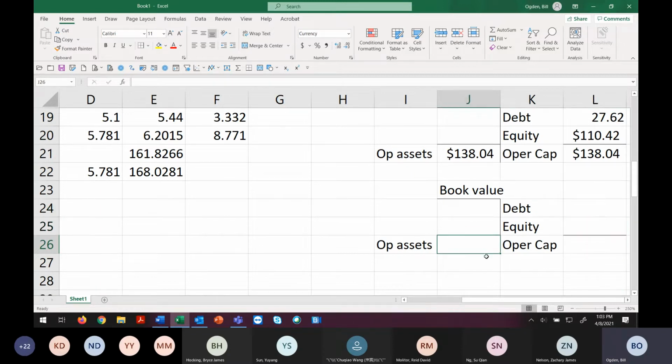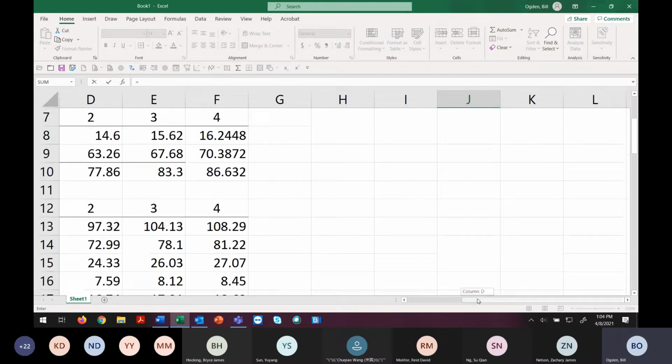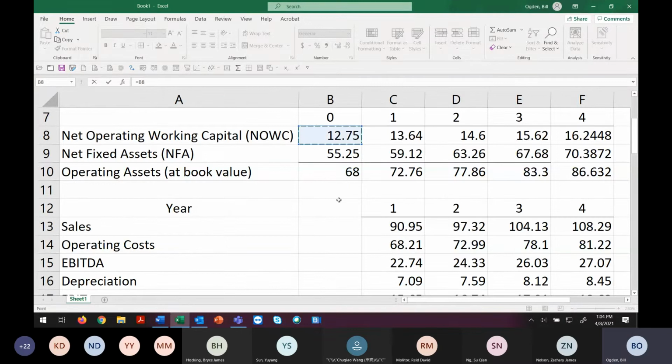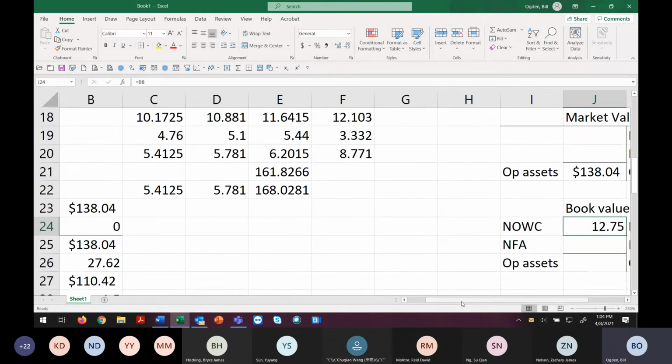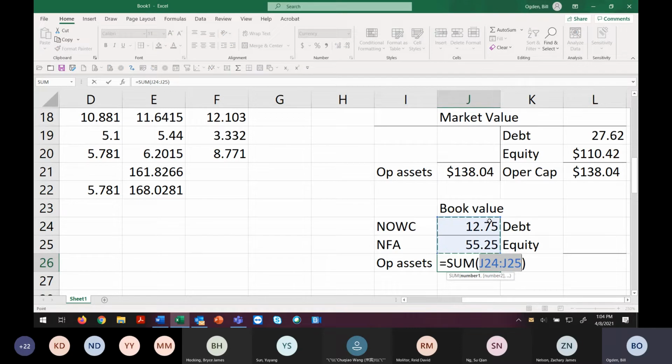and delete this one. All right, so in this case, we have net operating working capital, we have net fixed assets, and we get those right from the year zero. So let's go up and find those. Okay, I see 1275 for working capital, and I see another number. Let's copy it down, and we'll add these together. Nothing new here. All right.